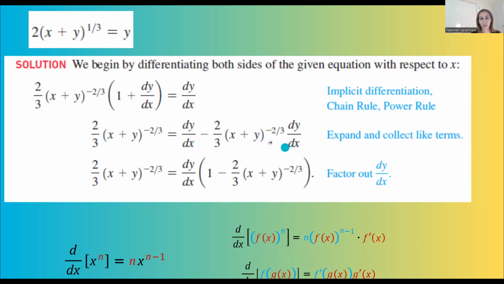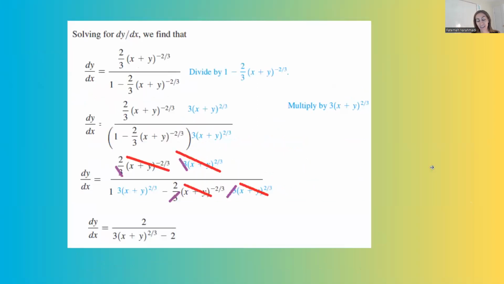So once you subtract 2/3 (x plus y) to the negative 2/3 times dy/dx from both sides, you can see you have both dy/dx terms on one side. You can factor it out, and you end up with 1 minus 2/3 (x plus y) to the negative 2/3. If you factor out dy over dx and open the parenthesis, you're left with 1. It is not 0. And then you're going to divide everything by that term. So you get dy over dx equals 2/3 (x plus y) to the negative 2/3 divided by 1 minus 2/3 (x plus y) to the negative 2/3.